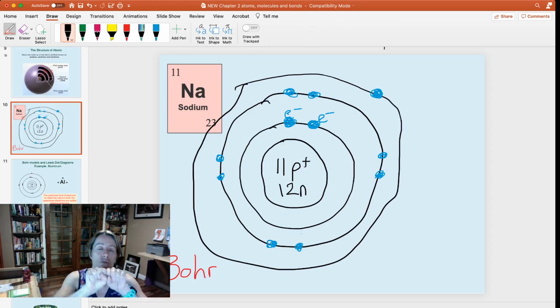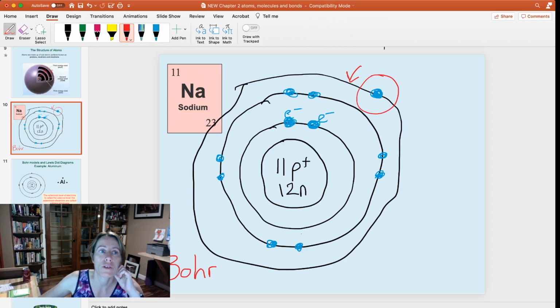And chemistry is really the study of how atoms interact. So if we're really interested in how atoms are interacting, we want to be really interested in the very outermost shell. And so on this diagram here, the outermost shell is this one here. And there's only one single electron in it right here.